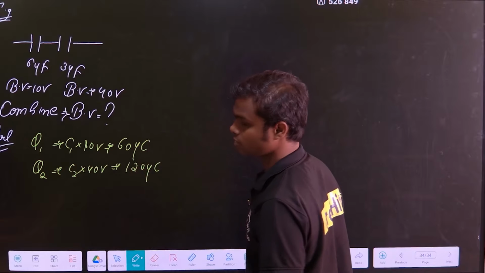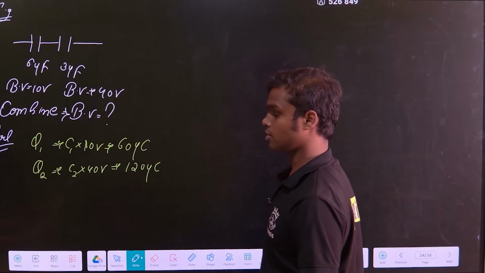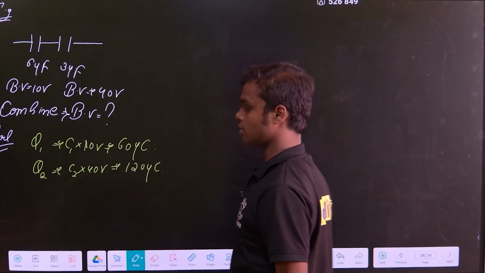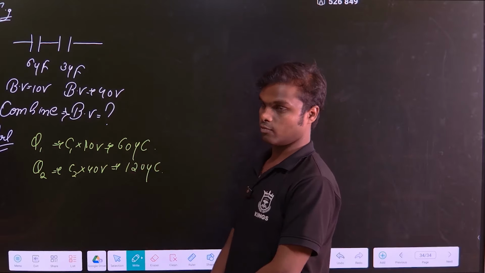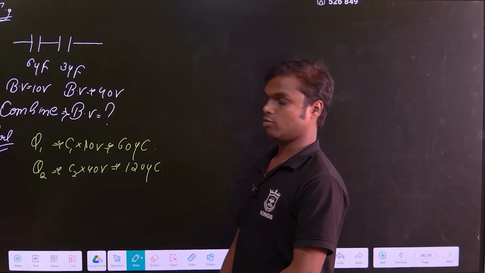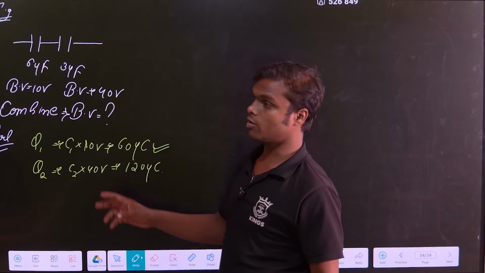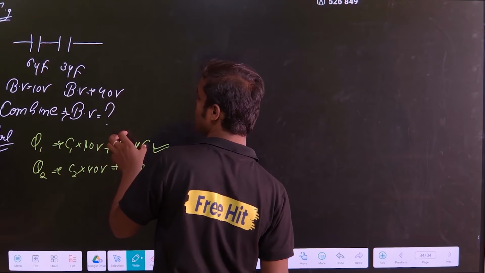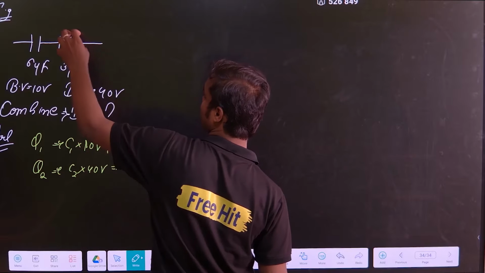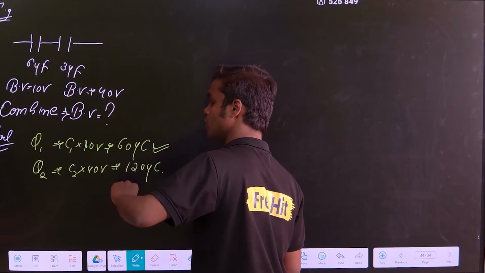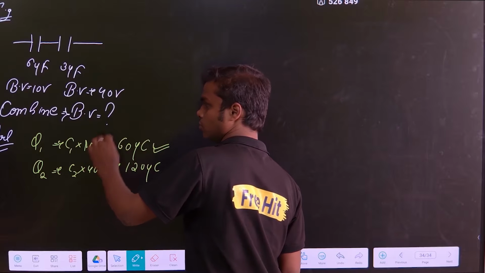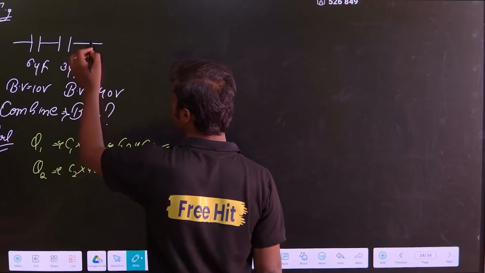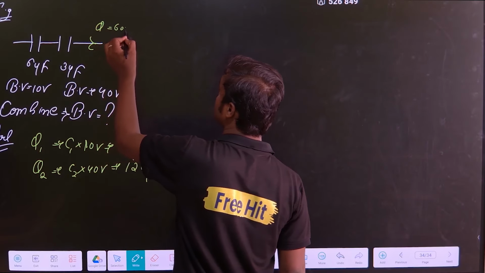So which one will you prefer, this one or this one? See, this one can tolerate a maximum charge of 60 microcoulomb, and this one 120 microcoulomb. So obviously we will prefer this, because if you go to 120 microcoulomb, this will burn out. The maximum it can tolerate is 60, but this can tolerate a maximum of 120. So I have to take one value which is suitable for both. So we will prefer 60 microcoulomb, so the charge here will be 60 microcoulomb.